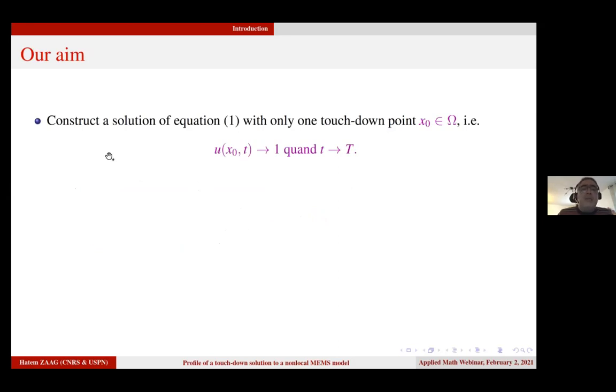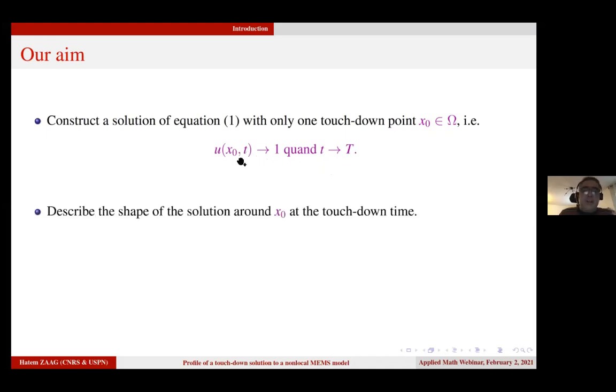What's my aim here in this talk? We would like to construct a solution, to give an example. I am not saying that I take any general solution which has touchdown and I will describe it. No, unfortunately, no. But I will at least give an example of a solution which has this touchdown phenomenon and only at one touchdown point x0. In that case, we will in fact have this convergence for any sequence tn, going to one at this x0.